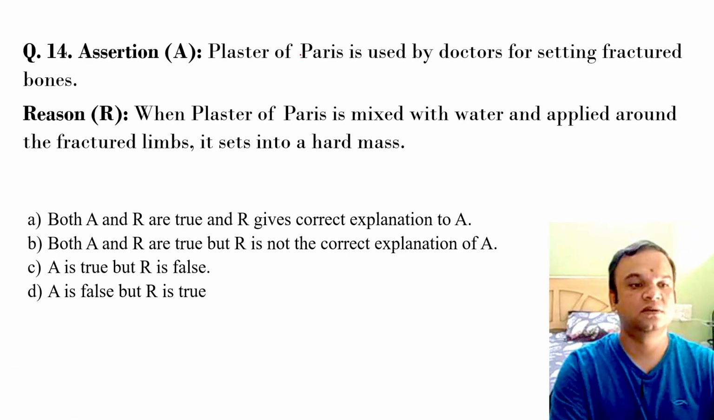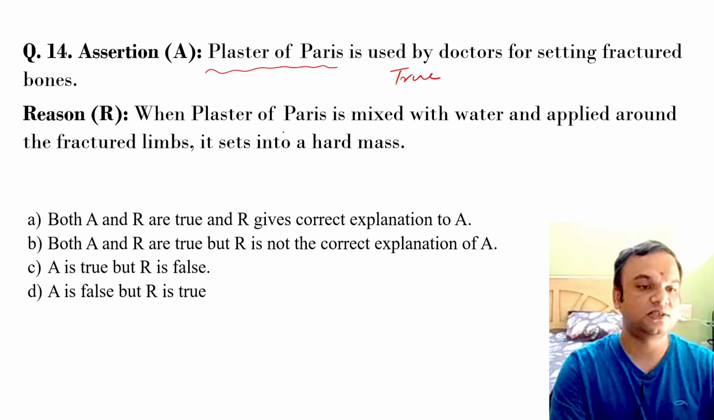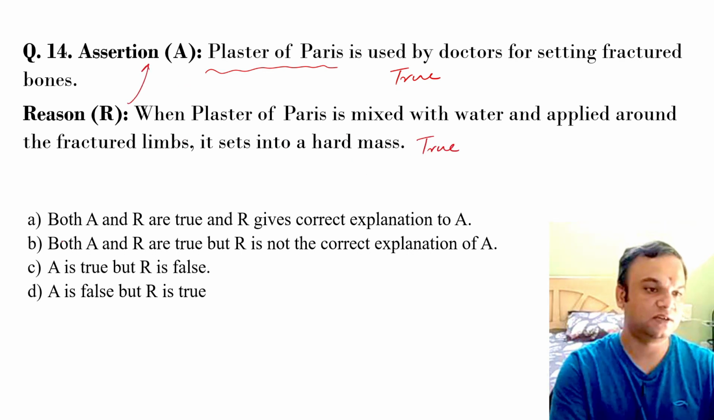In the next question, the assertion states that Plaster of Paris is used by doctors for setting fractured bones. POP is a compound which is used to make statues, and it becomes hardened when mixed with water, and that is why it is a true statement. The reason states that when Plaster of Paris is mixed with water and applied around the fractured limbs, it sets into a hard mass, and that is why it is a true statement, and it is giving an explanation to the assertion, and that is why option A will be the correct answer for this question.